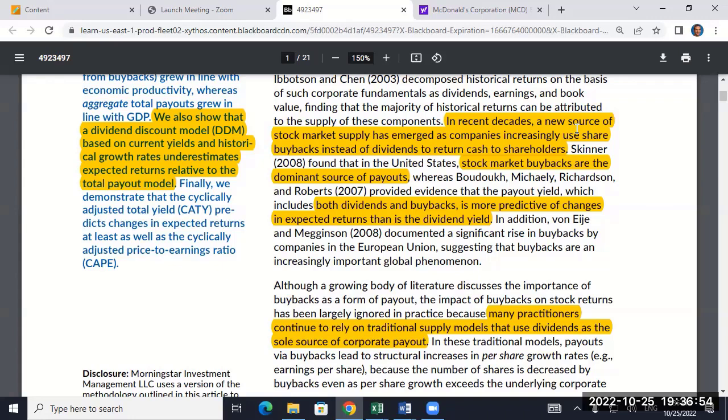So in recent decades, a new source of stock market supply has emerged as companies increasingly use share buybacks instead of dividends. Stock market buybacks are the dominant source of payout. It used to be that buybacks versus new issuance was zero, even slightly negative. Then not only did buybacks take over new issuance, they actually were higher than dividends. That's the part I want to see if that's still the case.